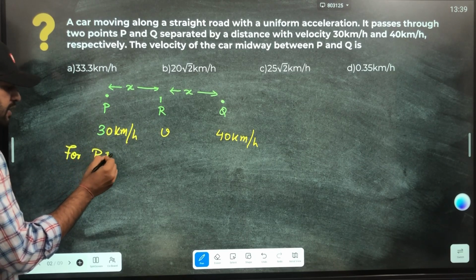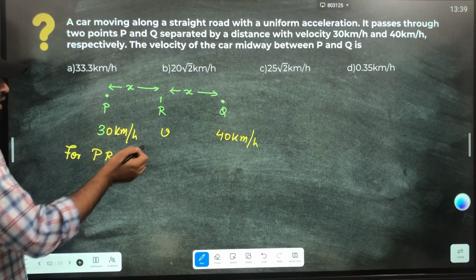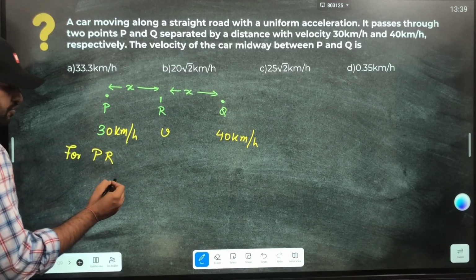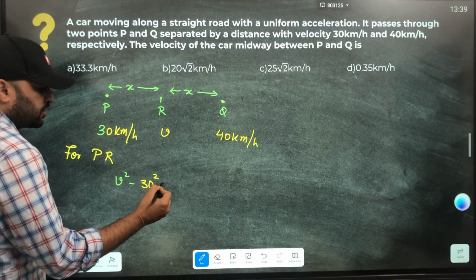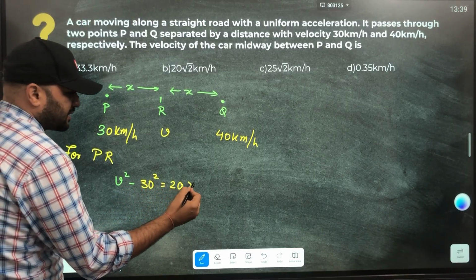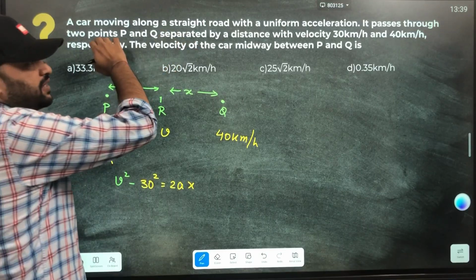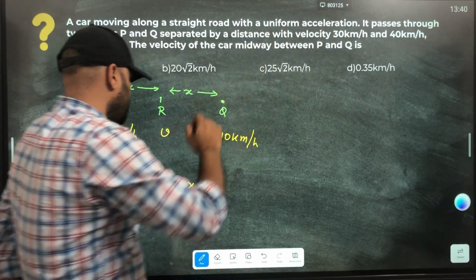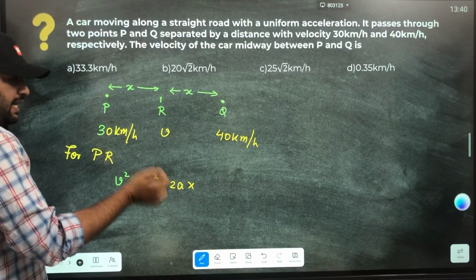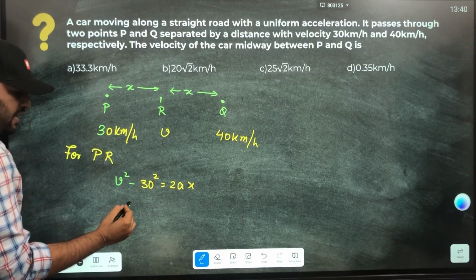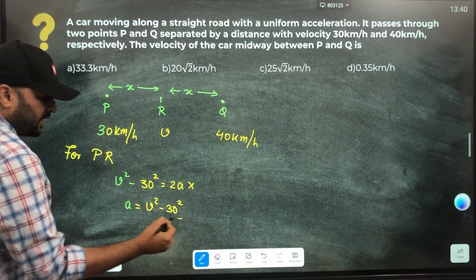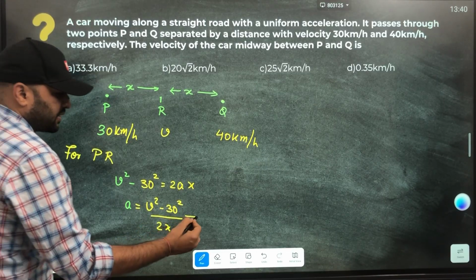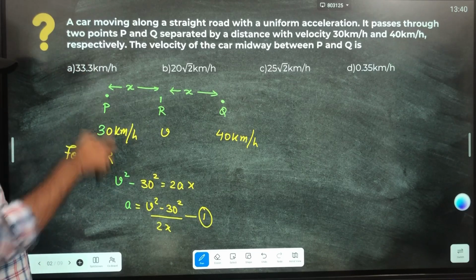So for PR we will make use of the equation of motion, v square minus 30 square equals 2ax. Acceleration is fixed because the question is saying it is uniform acceleration. Uniform acceleration means a is fixed, and x is this distance, correct? So a will be v square minus 30 square whole divided by 2x. I hope this is clear. This is equation 1 we got from PR, correct?